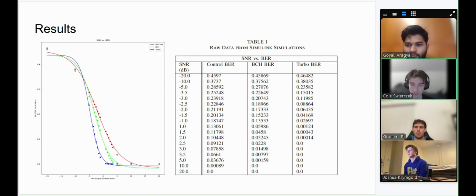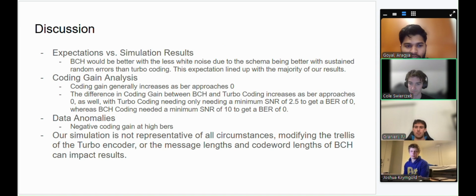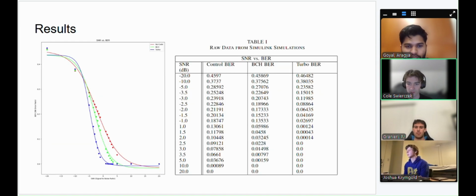And at really low SNR values, the bit error rate approached 0.5. However, in the middle, between -10 and 10 decibels, the coding methods, BCH and turbo coding, both outperformed the control by a pretty significant margin, especially the turbo code. For any given SNR in the range of -10 to 10 decibels, the bit error rate of the encoded systems is lower than the uncoded system.